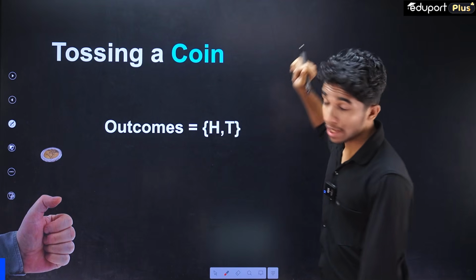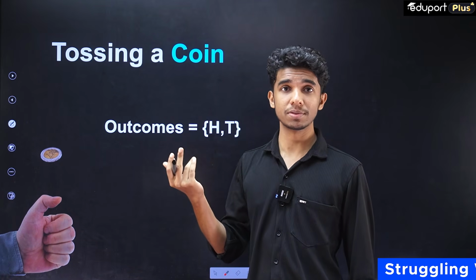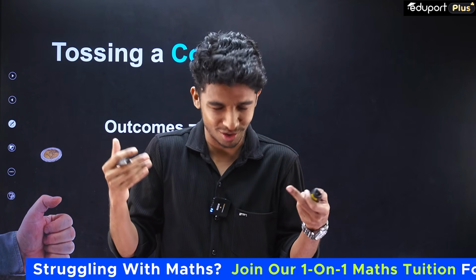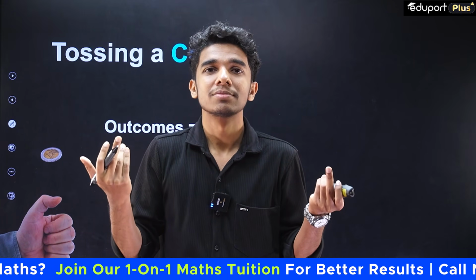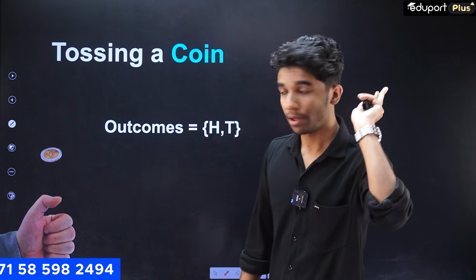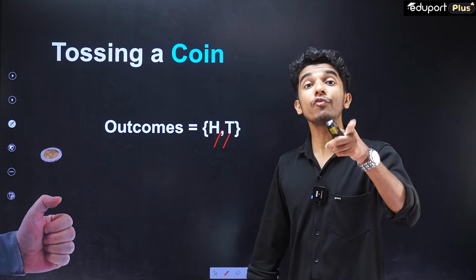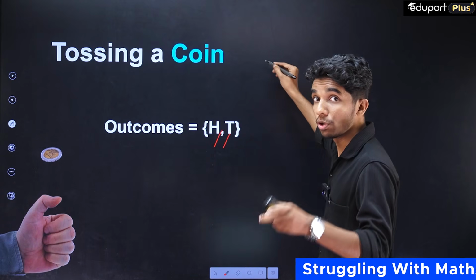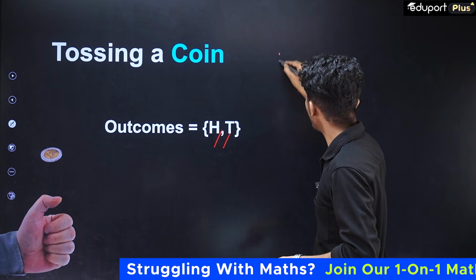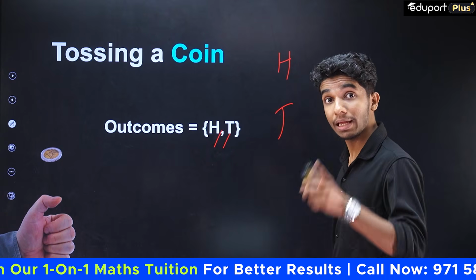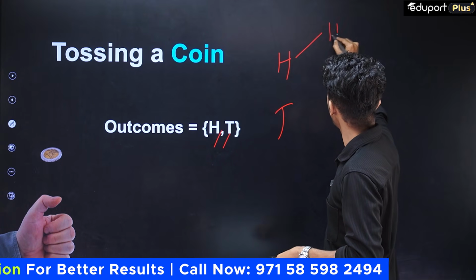Tossing a coin. What are the total outcomes when we toss a coin? Either head comes or tail comes. Only 2 outcomes, head and tail. If we toss two coins, what happens? The first coin can be head or tail, and the second coin can be head or tail.